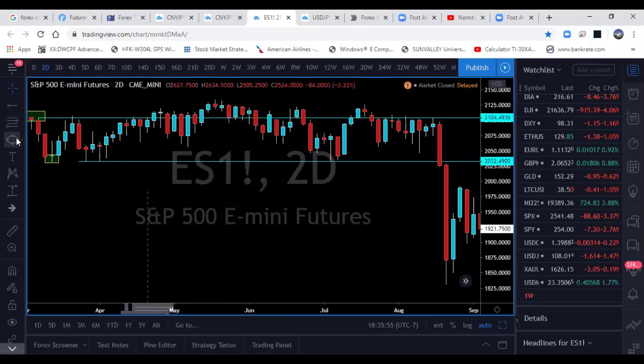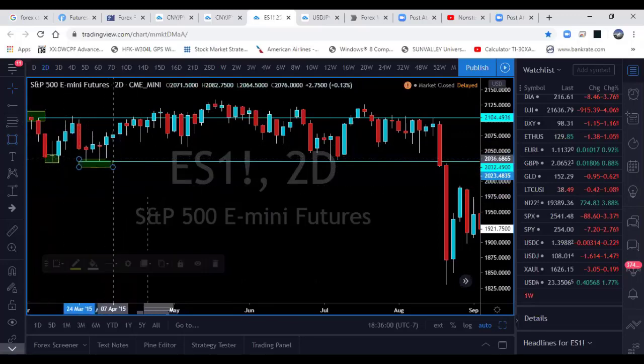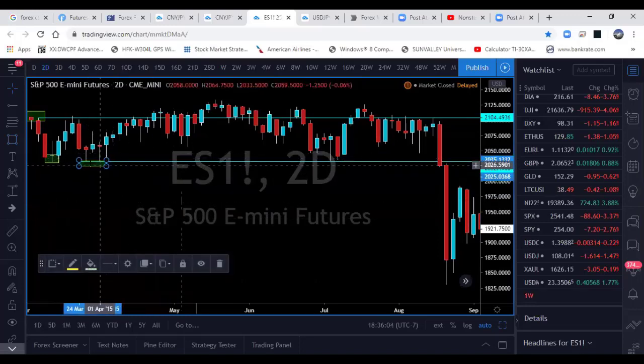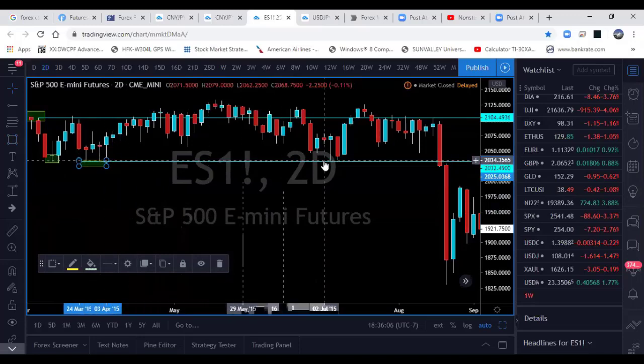Support is identified by using the lowest part. You'll hear Professor say that. You hear me say it. You'll probably hear Cynthia say it. It's identified by using the lowest pivots of the actual zone.